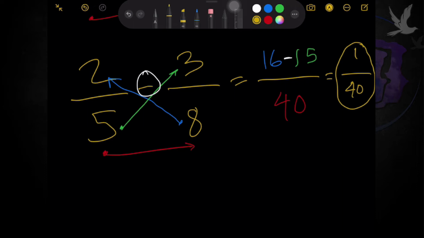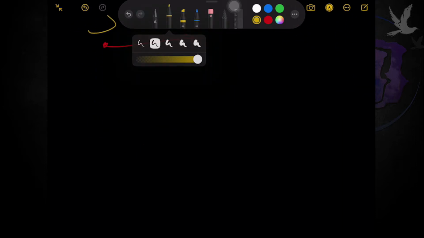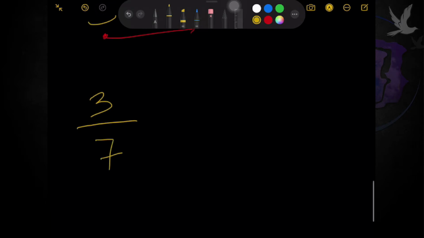I hope at this time that you were able to get the process na. I'll give one more example. Let's change this. Let's take it as 6 over 5. Sige. And let's say we have 1/3. Okay.